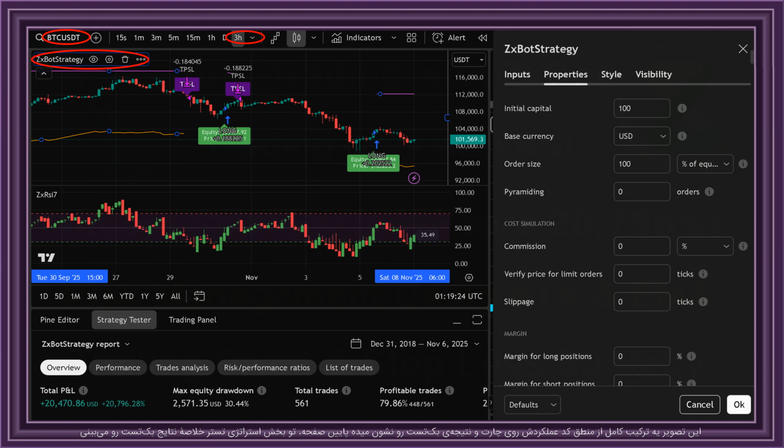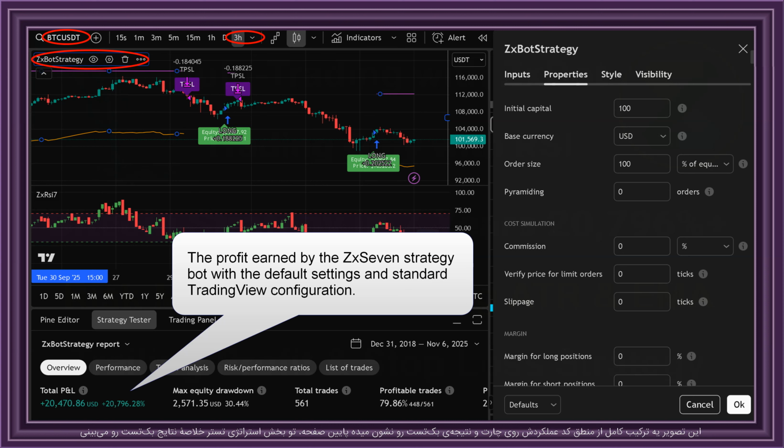This image shows a complete combination of the code logic, its performance on the chart, and the backtest results. At the bottom of the page, in the Strategy Tester section, you can see a summary of the backtest results. Total return has grown by approximately 20,796% compared to the initial capital. A total of 561 trades were made, with about 80% of them being successful. The max drawdown was recorded at around 30%.